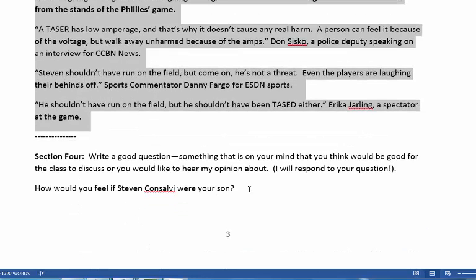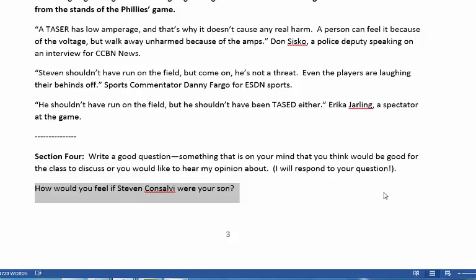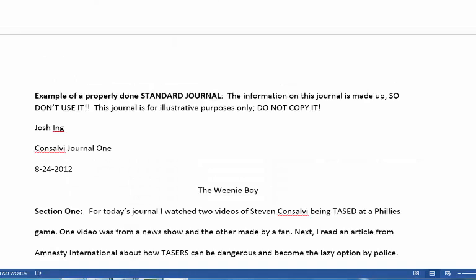All right, finally, section 4. Hey, this is cool. Section 4, just write me a question. Some interesting question that relates to the topic that occurred to you when you read the material for this particular journal. For example, this question reads, how would you feel if Stephen Consalvi were your son? Well, that's a good question. And the neat thing is, I get in a dialogue with you. I always write my answer to your questions.